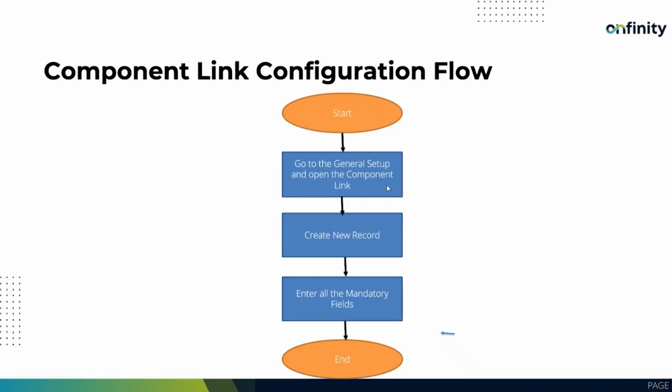Let's begin by understanding the process flow. You will initiate the process by accessing the component link screen, where a new record can be created. It is essential to complete all required fields, and once the information is entered, the record must be saved. This marks the completion of the setup.